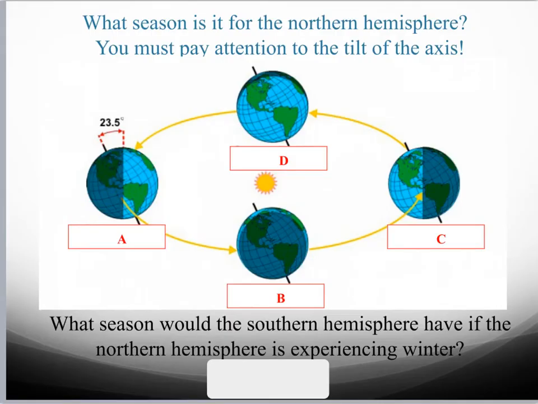Okay, let's take a look at this diagram and figure out the seasons. We're going to pay attention to the northern hemisphere since that's where we live. So take a look at diagram A. What season would diagram A be experiencing? Remember, take a look at the tilt of the axis. Is the tilt of the axis tilted towards or away from our sun? It is tilted away, so that means we are having winter.